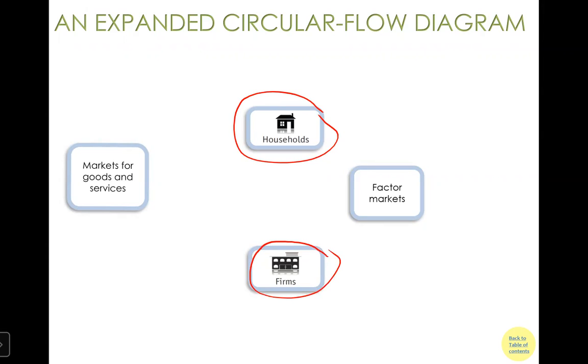What's the difference? From the name, households essentially are what? They consume, right? And the firm, what they do, they produce, right? But then you may wonder, in order to consume, how are you going to pay for your consumption?